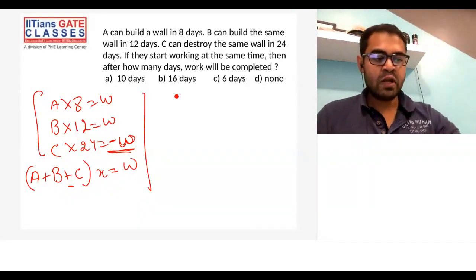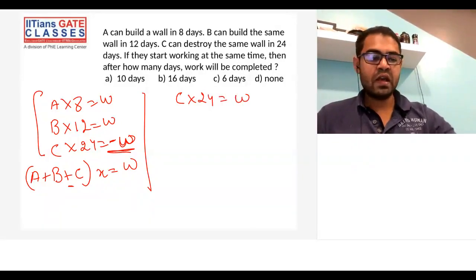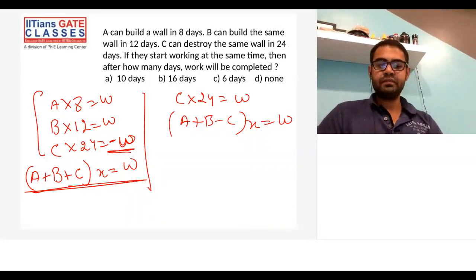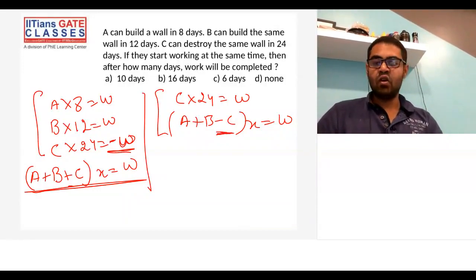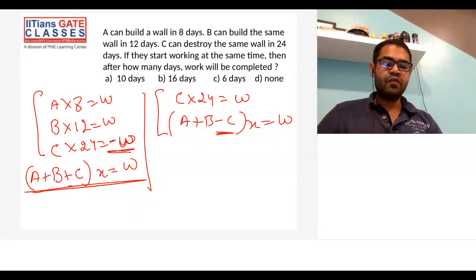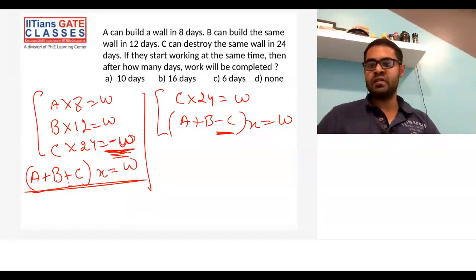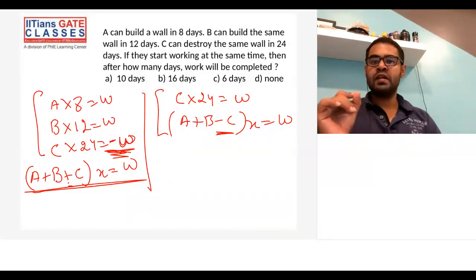If I would have written C as this, C times 24 is equal to W, then this equation would be modified to something like this: A plus B minus C times X is equal to W. Okay, this was the point I was talking about. This represents that C is always doing negative work. But if you consider minus W over here, there is no need to write a minus sign here, because when you substitute, it will automatically become minus. So be careful on this particular point. You have to choose your minus sign carefully.